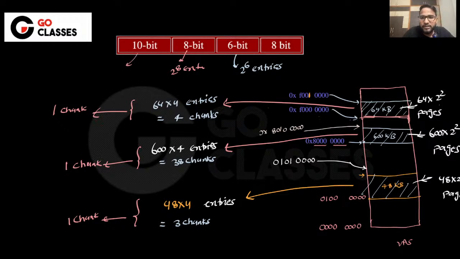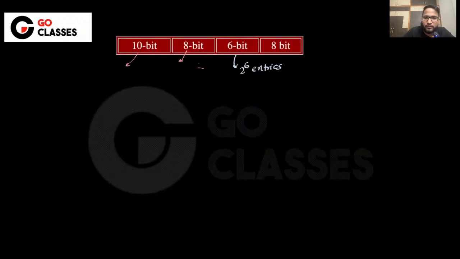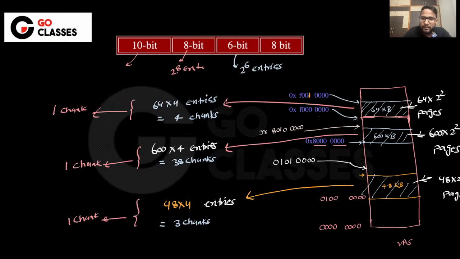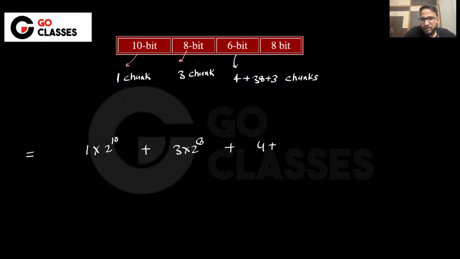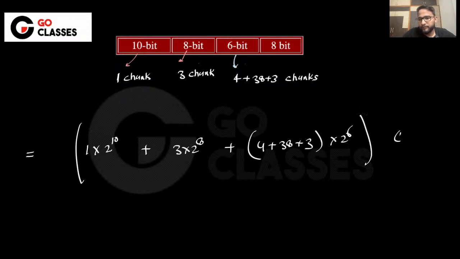So let me tell you how many chunks you are using in total. You need one chunk at the last, obviously. So at this level you need one chunk. At this level you need 3 chunks, because of this 3, 1, 1, 1. And at this level you need 4 plus 38 plus 3. Now let's convert this chunk into entries. One chunk means 2 power 10 entries here, plus 3 into 2 power 8 entries here, plus 4 plus 38 plus 3 into 2 power 6 entries here. So these are the entries that you have.